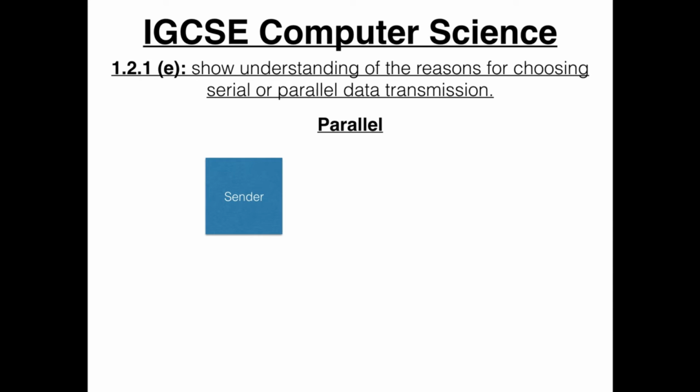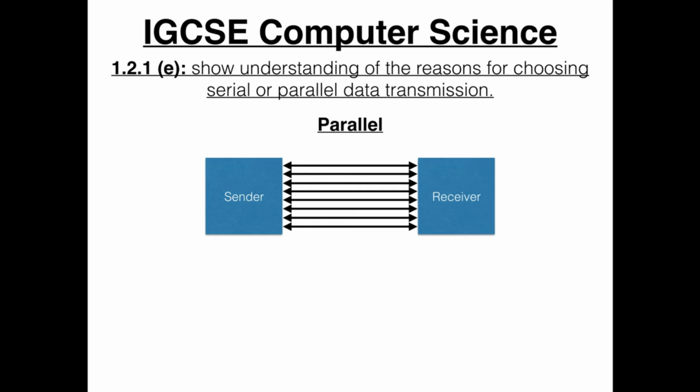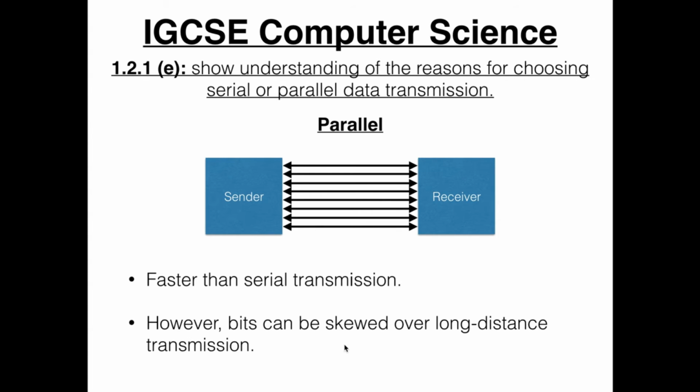Parallel transmission is several bits at a time down several wires or channels. Usually it's 8. Now this is, of course, faster than serial transmission. However, bits can be skewed, that is to say, bits can be out of sync over long distance transmission.